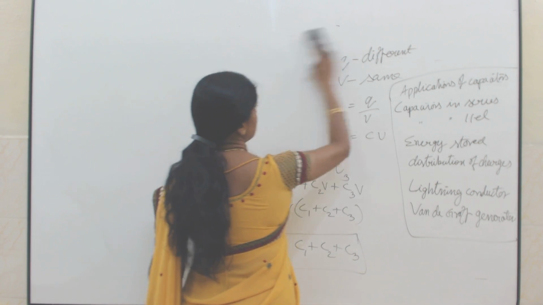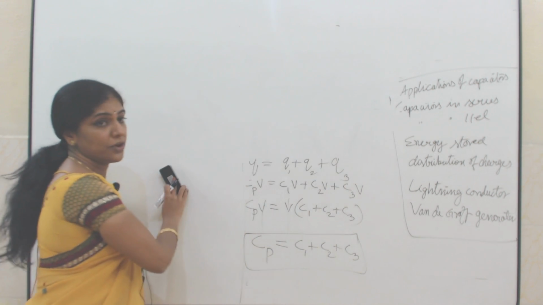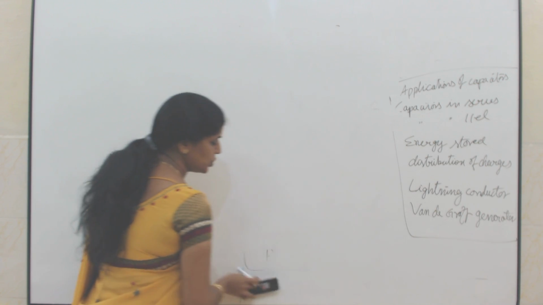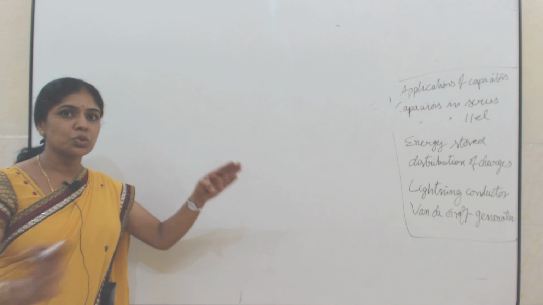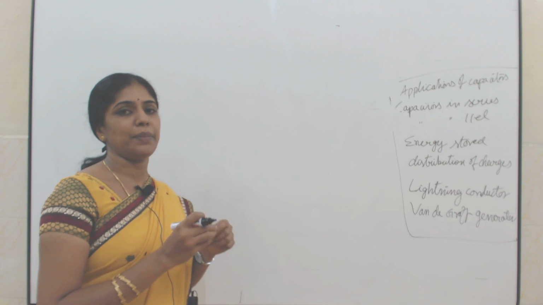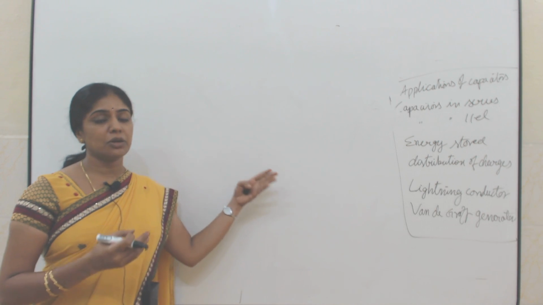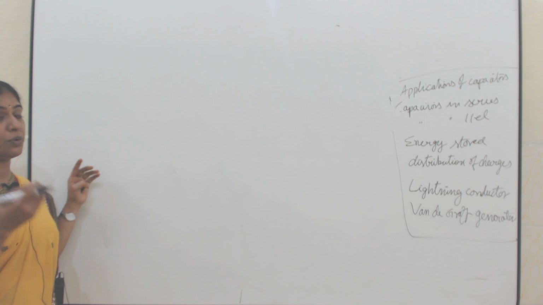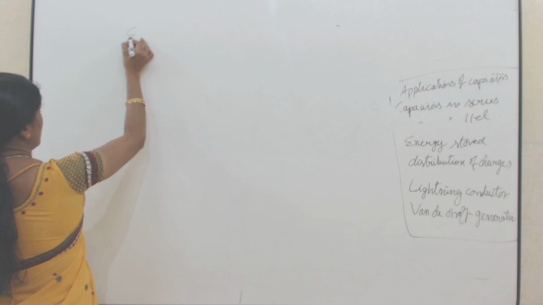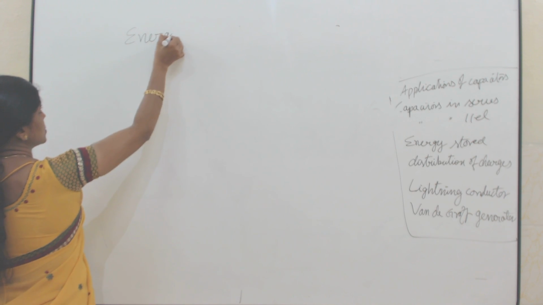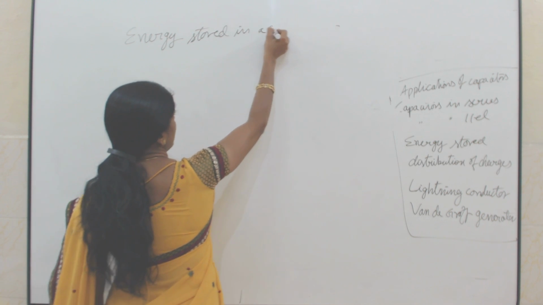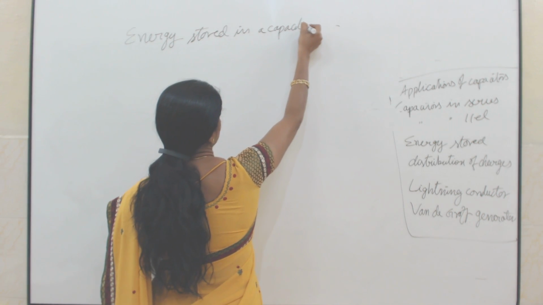A capacitor is a device used for storing charges, isn't it? We are not going to move any charge from one plate to another plate. We are just going to do some work to store the charges in a capacitor. That work done in storing the charges in a capacitor will be stored as electrostatic potential energy. Now we will see how the energy is stored in a capacitor.